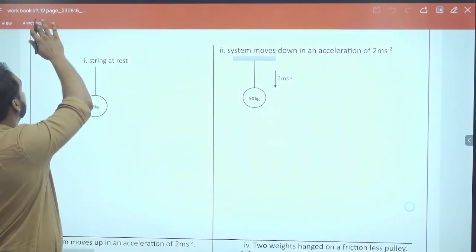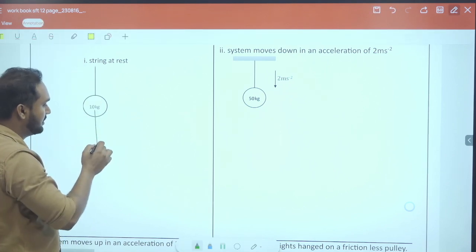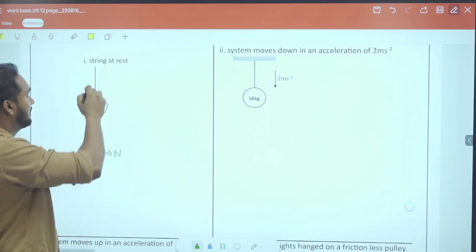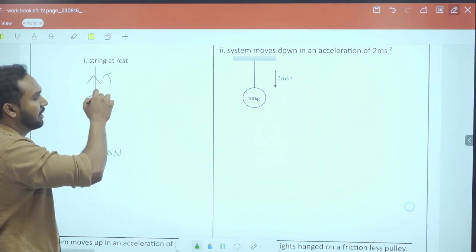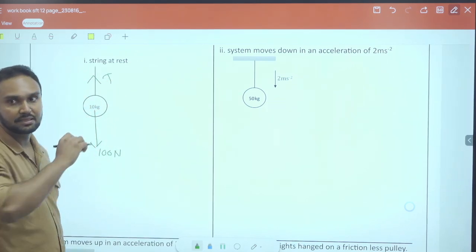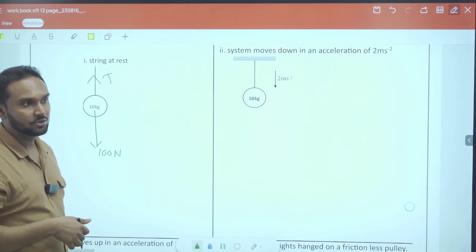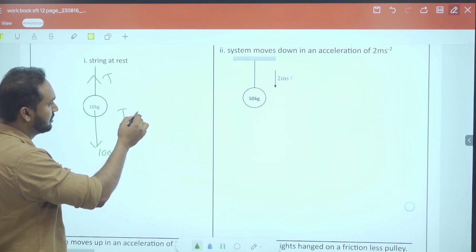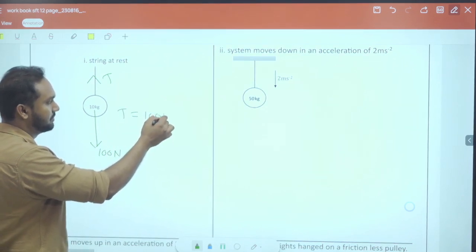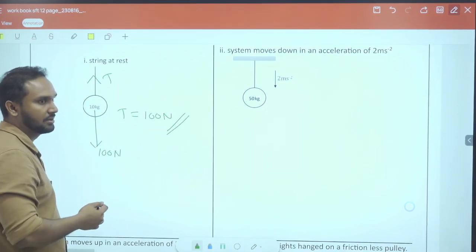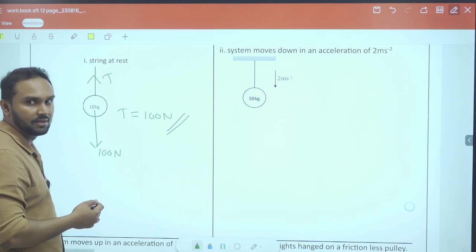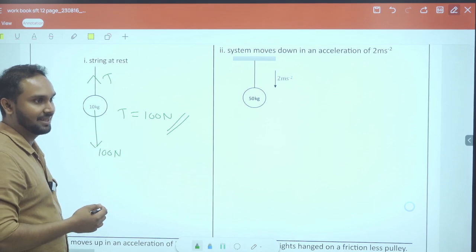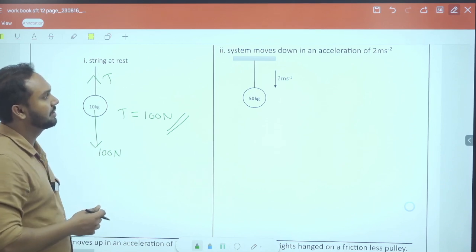100 newtons are acting downwards as the weight, and the tension should be acting upwards. Since the system is under equilibrium, the weight should be equal to the tension. So the tension equals 100 newtons. I asked you to try these questions at home. Correct, nice.